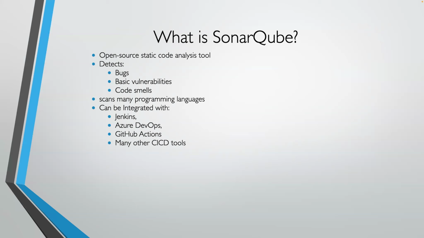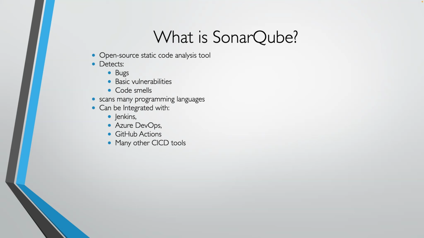But what do you mean by static code analysis? Static code analysis is nothing but SonarQube has the capability to read the source code as it is, and then it can find all these bugs and all these code smells and vulnerabilities. It is not going to execute the code, but it is going to read the source code as it is, and then it can find bugs in your source code.